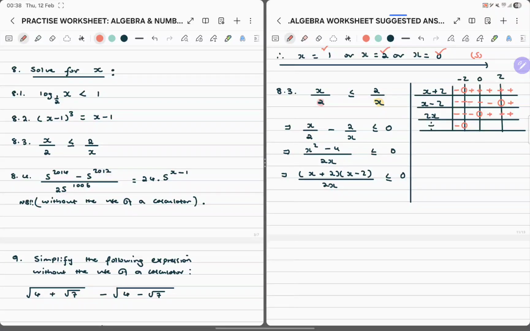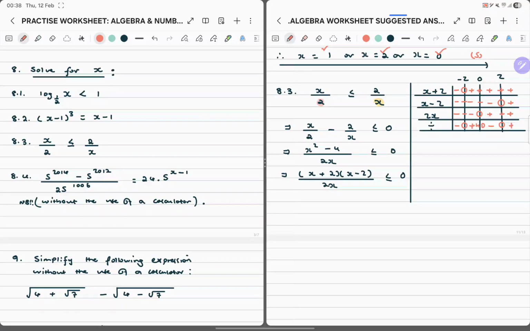Positive times negative is negative. Negative divided by negative is positive. Positive times negative is negative. Negative divided by 0 is undefined. Okay? Positive times negative is negative. Negative divided by positive is negative. Positive times 0 is 0. 0 divided by any number is 0.